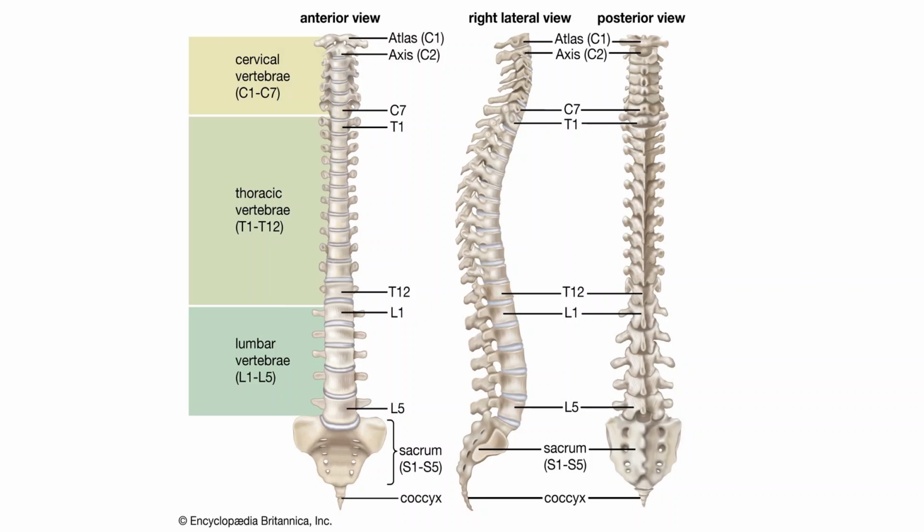Now, let's start off with the spine. The spine as a whole is composed of 33 vertebrae, and these vertebrae are numbered rather than named, and they are classified according to the region where they are present. In the region of your neck, we have the 7 cervical vertebrae. In the region of your chest, we have the 12 thoracic. In the region of your lower back, we have the 5 lumbar.